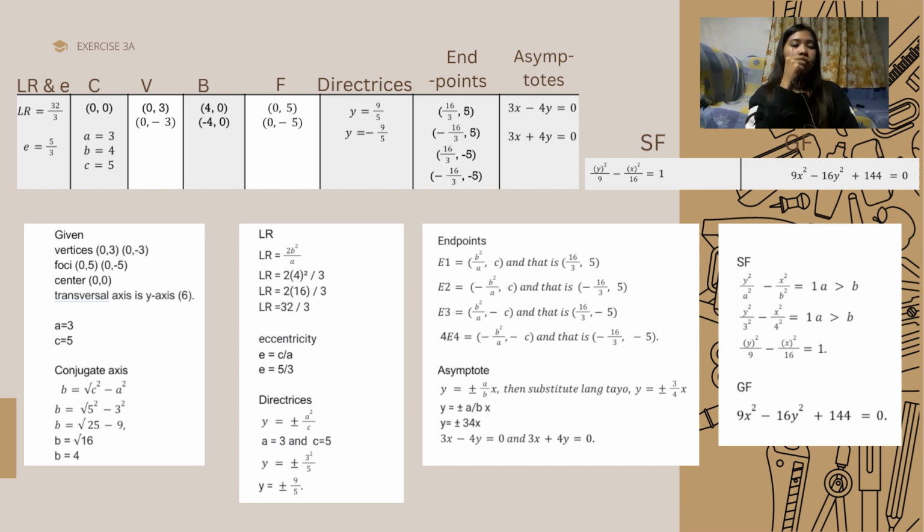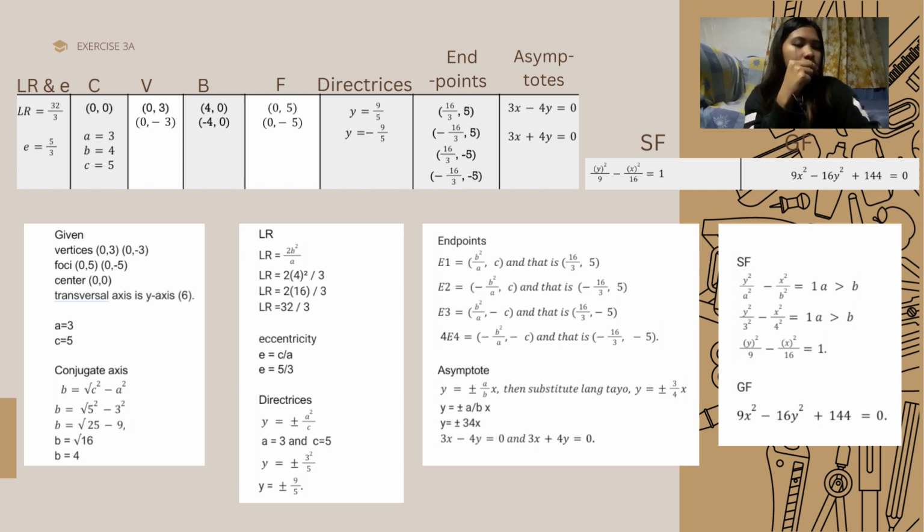Next one is endpoint number 3. That is equivalent to, or our formula for that endpoint is b squared over a and negative c. So, that will be 16 over 3 and negative 5. And then, lastly naman is yung endpoint 4, which is negative b squared over a and negative c. So, that will be negative 16 over 3 and negative 5. So, sinasubstitute lang natin yung values ng a, b, and c natin para makuha natin yung mga endpoint from 1 to 4.